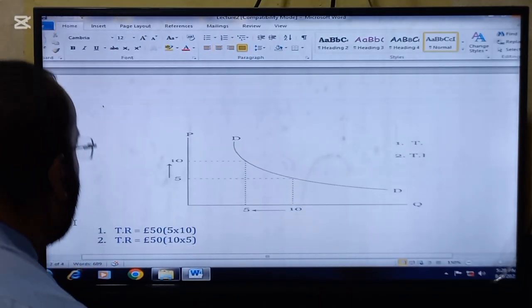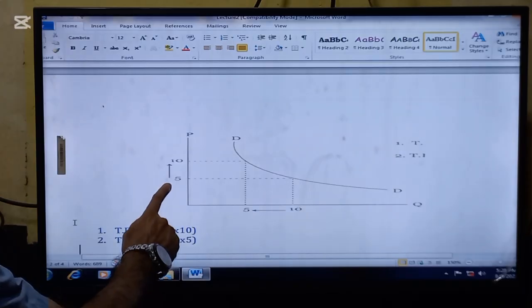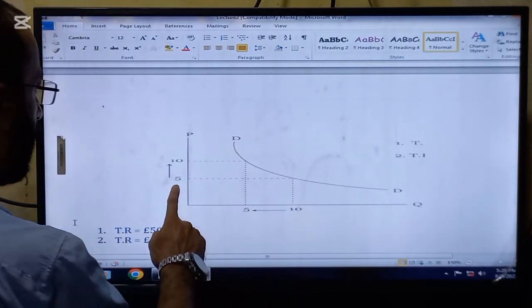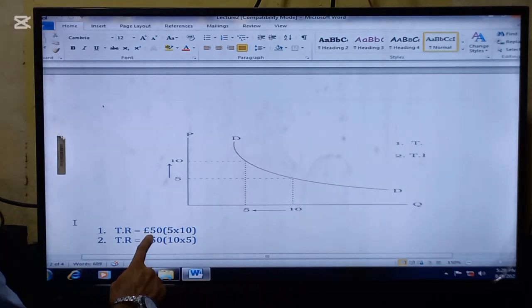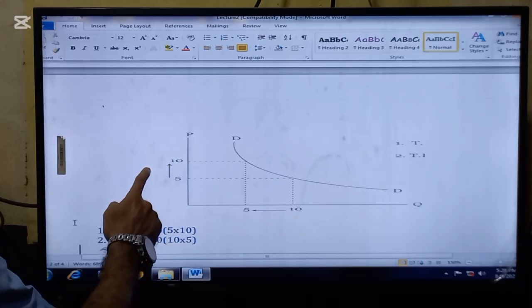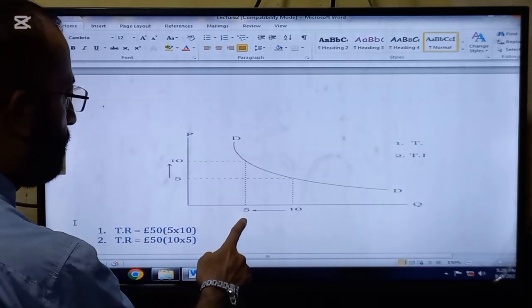Look now, when the price was 5, quantity demanded was 10. So total revenue was 5 into 10, that was 50 pound. And when the price was increased from 5 to 10 pound, the quantity demanded was 5.